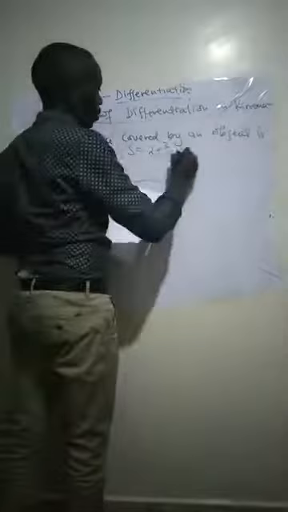So we are told that the distance covered by an object is given by, let me just write the question, the distance covered by an object is given by S is equal to 2t cubed plus 4t squared minus 8t plus 3. So you're told to find velocity when t is equal to 2. So that is the first case. We are told to find velocity when t is equal to 2.